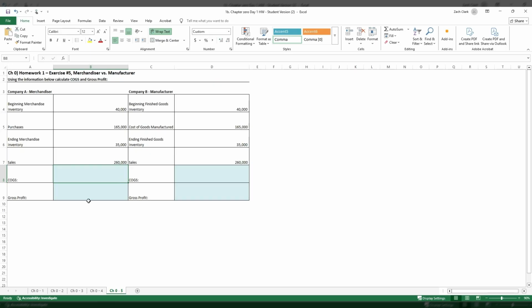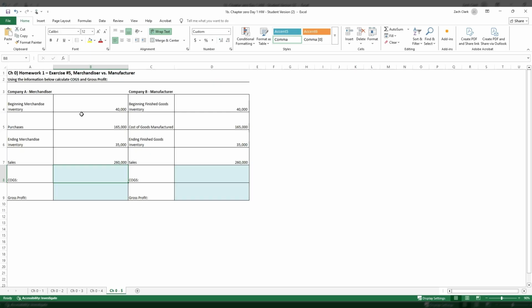Calculating gross profit, or maybe I should say calculating cost of goods sold first, is a matter of your beginning inventory plus your purchases, right? That gives you all the inventory that you could possibly sell, whatever you started with plus whatever you added. And then we know what our ending amount is, and it's either ending inventory that we still have, or it's gone, it was sold, and it's cost of goods sold. Two places it could be.